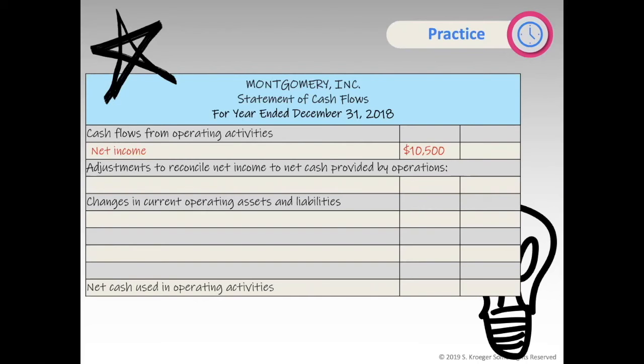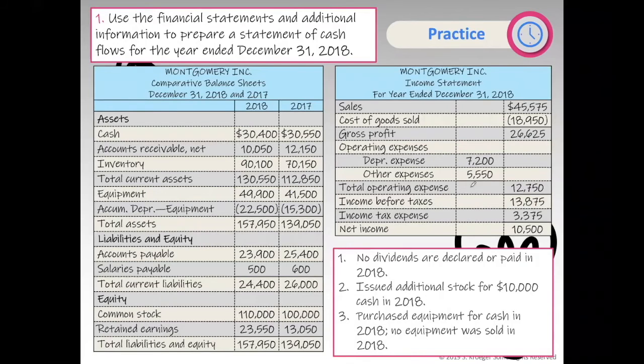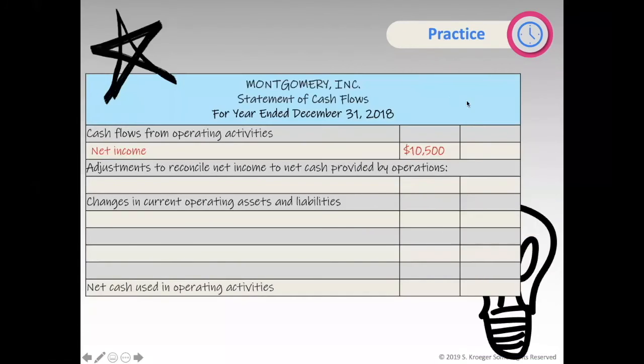Let's go back and take a look at the income statement. If we take a look at the income statement, we can see that depreciation expense is $7,200. Also, if we look at accumulated depreciation, the difference between last year's and this year's number is $7,200 as well. On the next line, we're going to write in depreciation expense. And remember, depreciation has already been subtracted from net income, so we want to reverse that out by adding it. So we will add the $7,200.